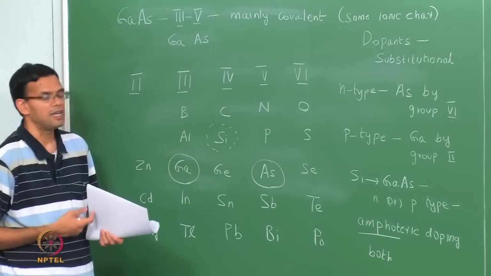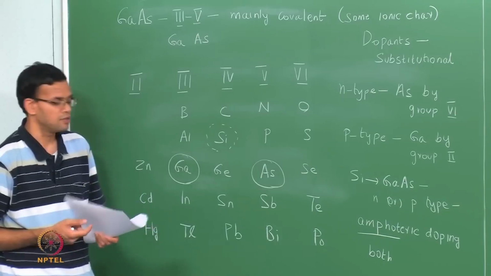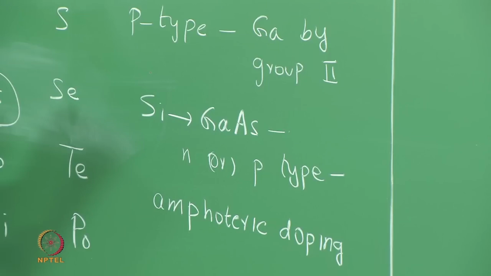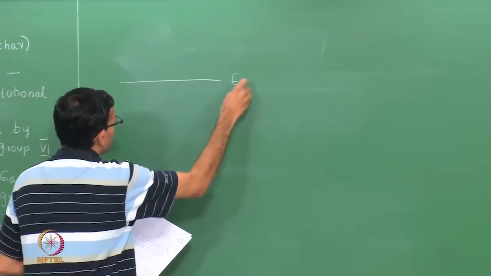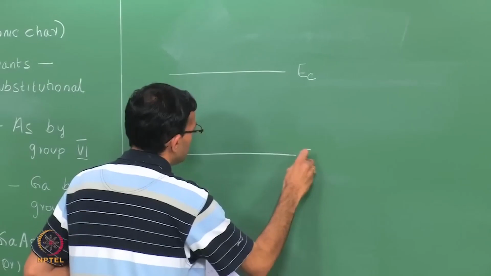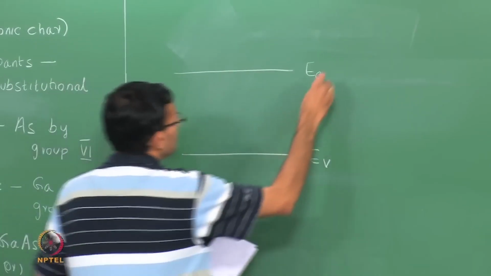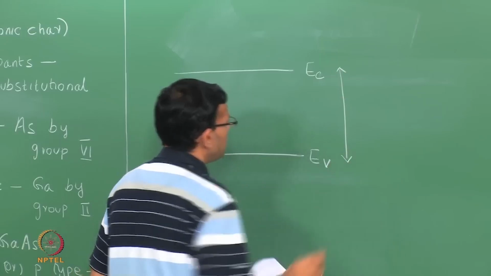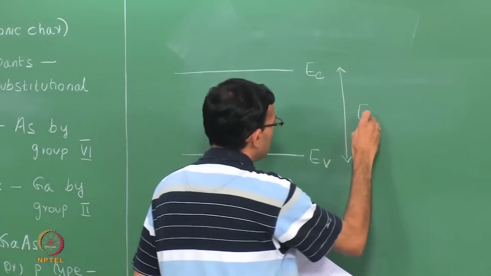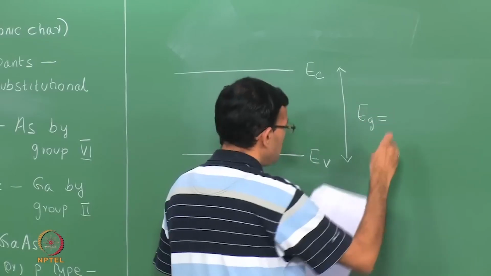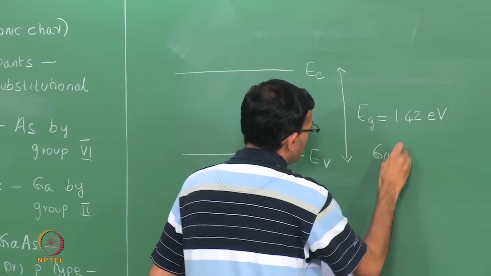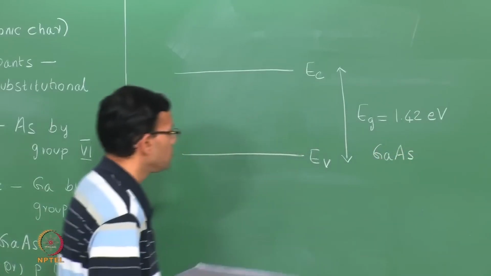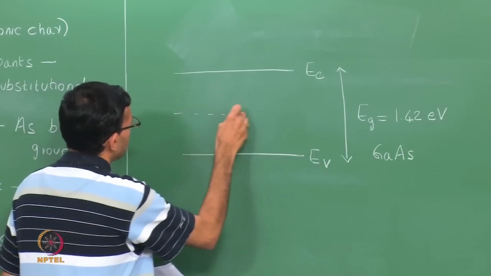So, we saw that these are all the possible elements that can be used to dope gallium arsenide. The only other question is, where are the energy levels located? So, let me just do that by drawing the band gap of gallium arsenide. So, this is my conduction band, that is my valence band. The difference between the conduction band and the valence band is your band gap. In the case of gallium arsenide, the band gap is 1.42 electron volts. Also mark the center of the gap.